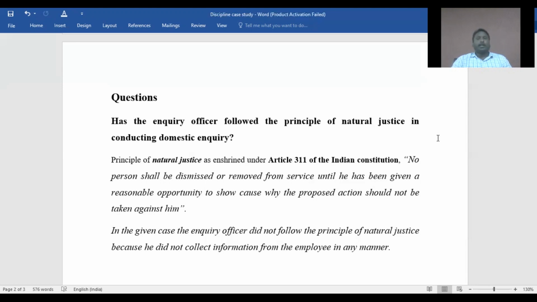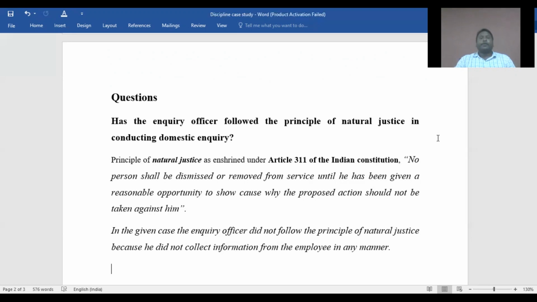If we see the concept of discipline, when an individual is caught under misconduct, and the explanation given by the employee is not satisfactory to the employer, then he goes to implement a system of domestic inquiry. And in domestic inquiry, a clear procedure is explained. As a part of that, natural justice should certainly be followed by the inquiry officer. In the given case, the question is whether the inquiry officer followed the principle of natural justice or not.